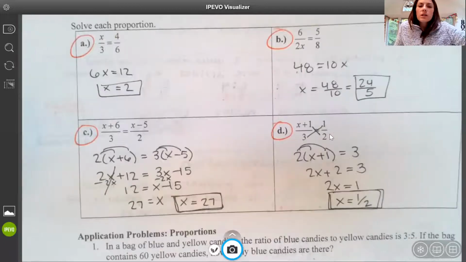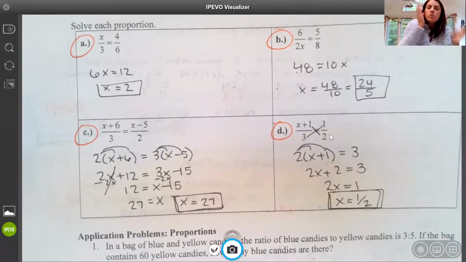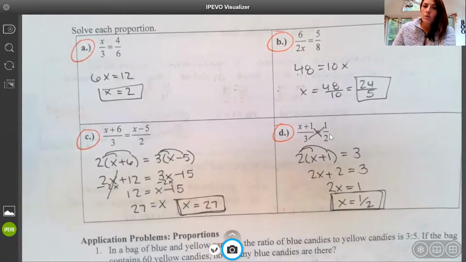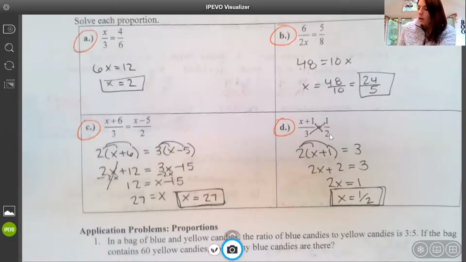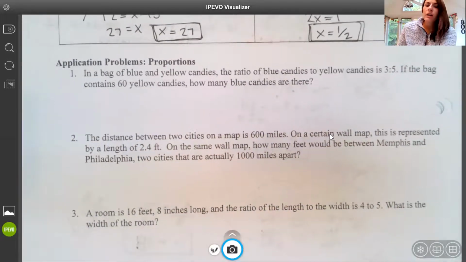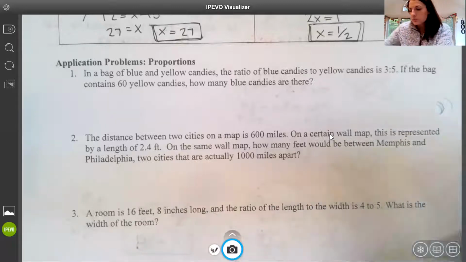Okay, so here you see the answers for examples A through D. You should check your own work, make sure you were distributing through and multiplying all the way through on examples C and D. Now we're going to look at some application problems with proportions that we'll just have to set up the equation first, and then we're solving the same way where we're cross multiplying.